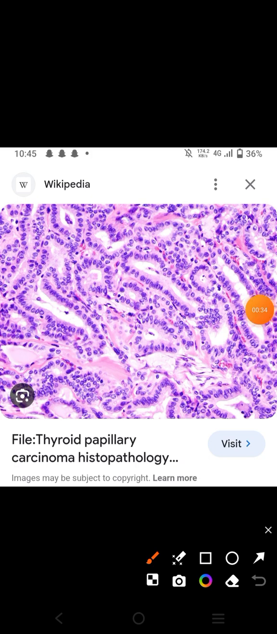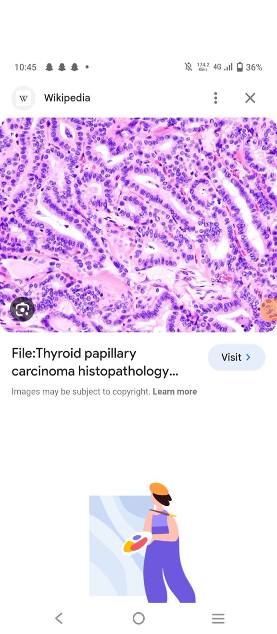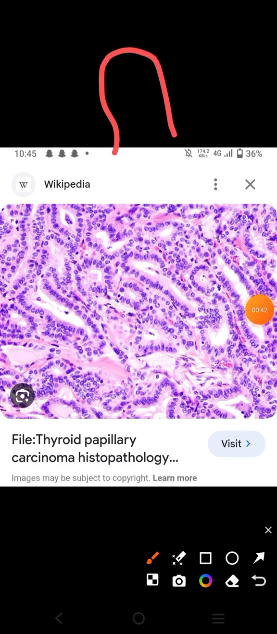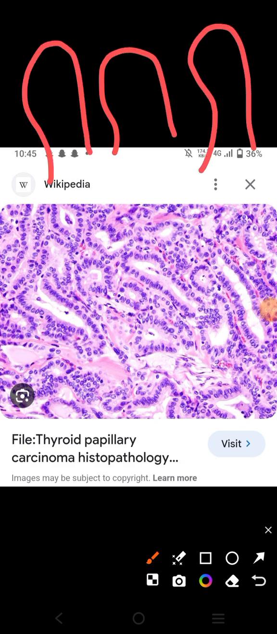Papillary means that cells here are arranged in papillae like this. Now, what is a papilla? A papilla is somewhat like this. Here you can easily appreciate the papilla. The cells are arranged in the form of papillae. This is a papilla, this is another papilla. So, the first feature is that cells are arranged in papillae.